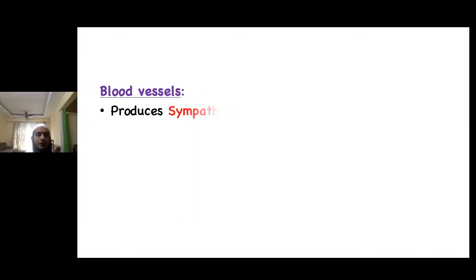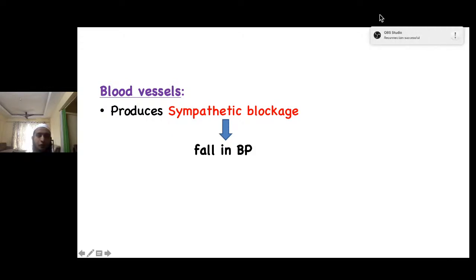Let's see what the action is on the blood vessels. On the blood vessels, local anesthetic produces sympathetic blockage. Since it blocks the sympathetic system, there will be less release of adrenaline. If local anesthetic produces sympathetic blockage, it will produce a fall in blood pressure, because it reduces the release of adrenaline, which is responsible for increase in heart rate and force of contraction. So with blockage of the sympathetic nervous system, it reduces the heart rate, reduces the force of contraction, and also reduces the cardiac output, which contributes to the fall in blood pressure.